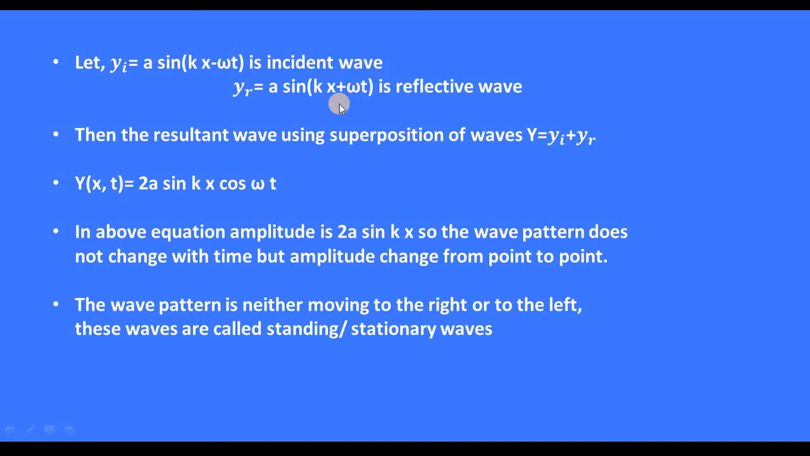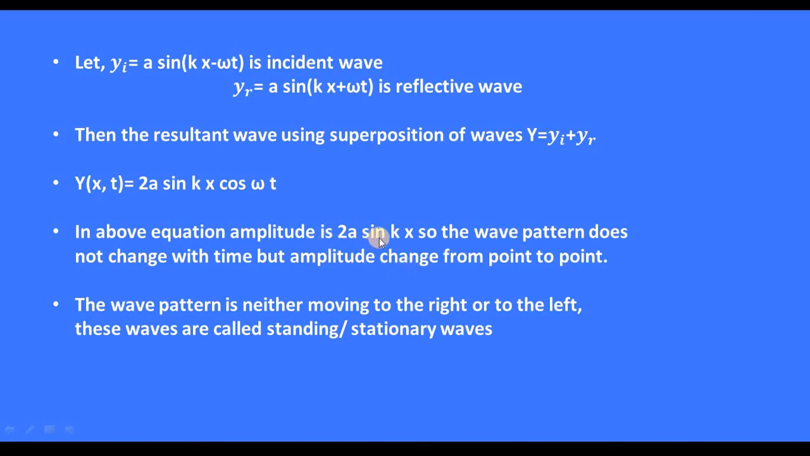So by using that formula, you are getting 2a sin kx cos omega t. So in this one, what is the value? 2a sin kx represents the amplitude of the resultant wave. So in the above equation, amplitude is 2a sin kx. So the wave pattern does not change with time.